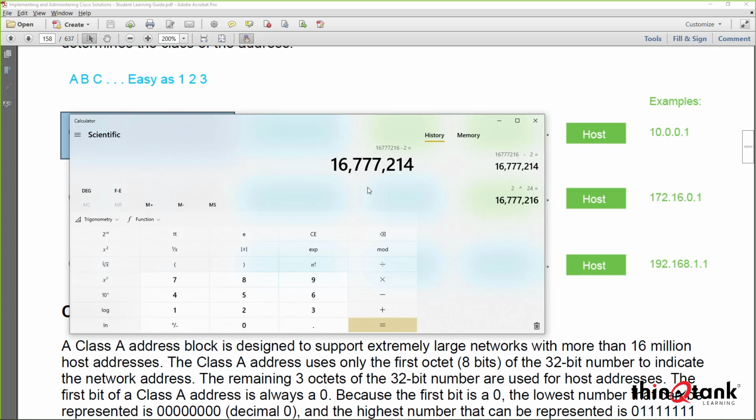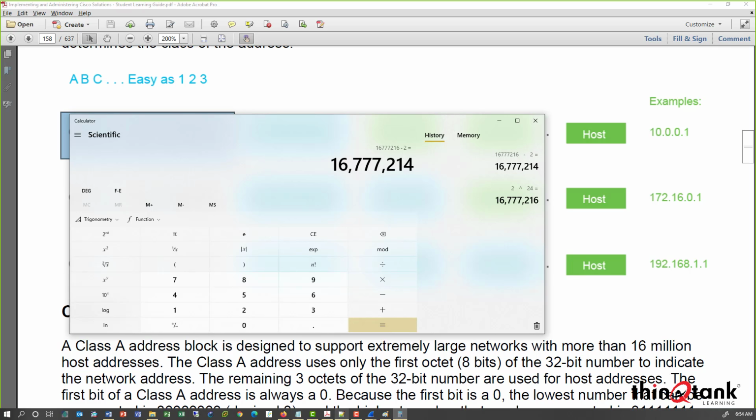Obviously, you didn't have networks that size. But they would get a Class A address and assign it to a network that might have 500 hosts, and the other 16.7 million addresses just would not be used, could not be used.